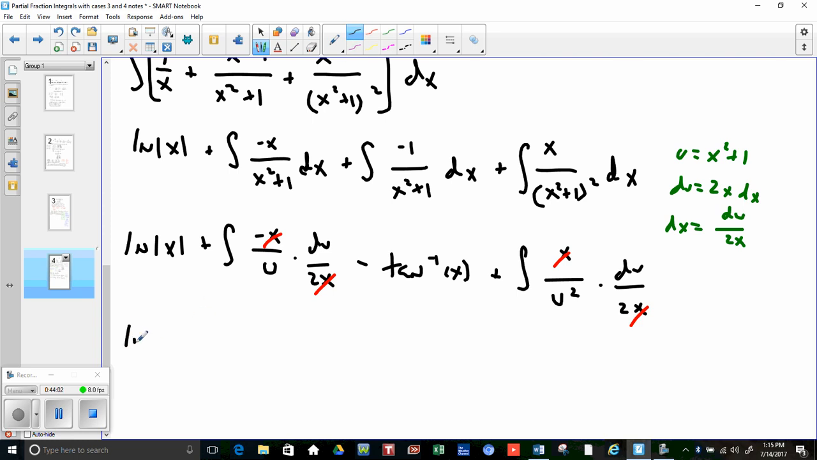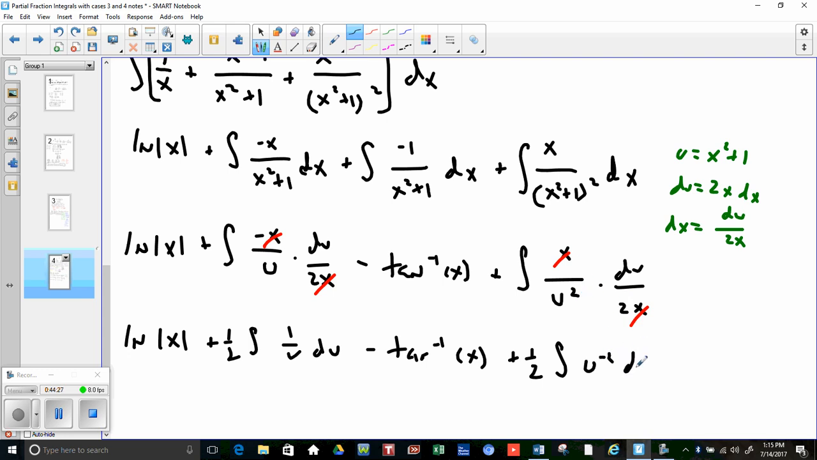So I've got the natural log absolute value of x. This one right here, I can pull the 1/2 to the front, integral 1 over u du, minus an inverse tangent of x. This one I can pull the 1/2 to the front, and that'll become a 1 over u squared, which I'll rewrite as u to the -2 du. All right, almost done.